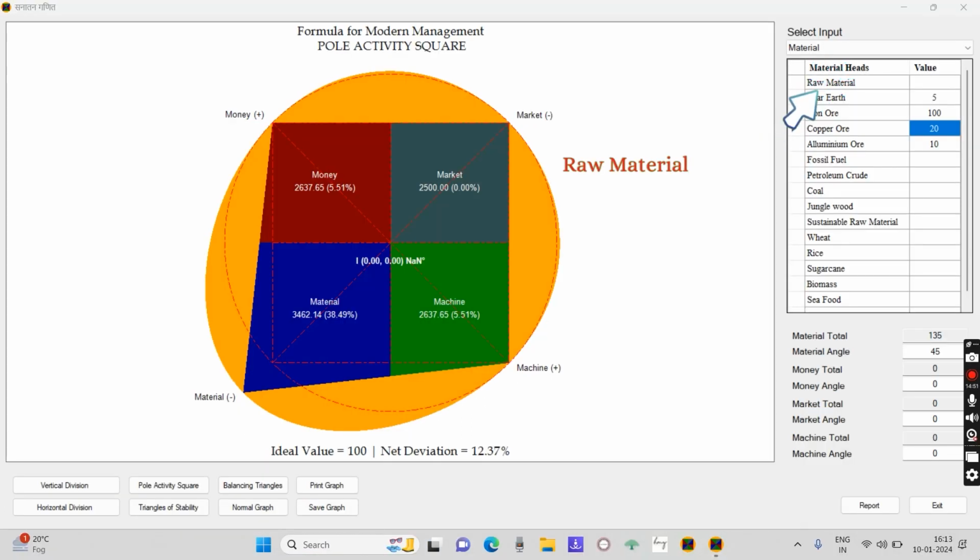The 135 total of material is dependent on the availability. Rare earths are very limited, therefore it's only 5. Iron ore is 100. Copper ore is further restricted, it's only 20. And aluminium ore is also restricted, therefore it is only 10. So 135, as I told you, is put in the 45 material angle. It has certain advantages and certain disadvantages also.